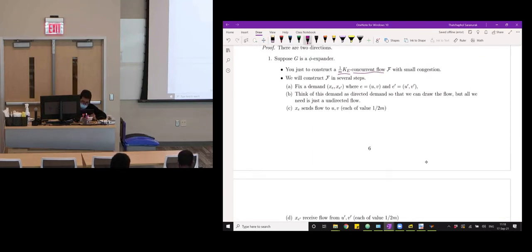So this is K_E, and there will be X_E here, right? And X_E prime. And we know that you want to send 1 over m flow between these two edges.